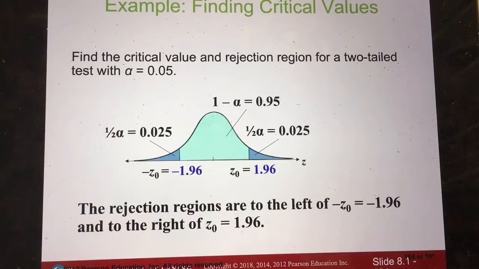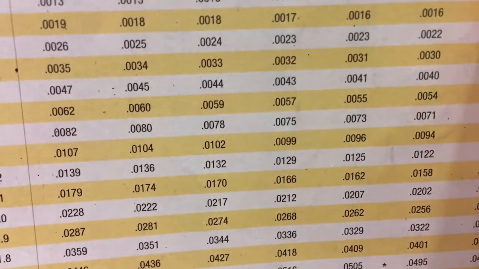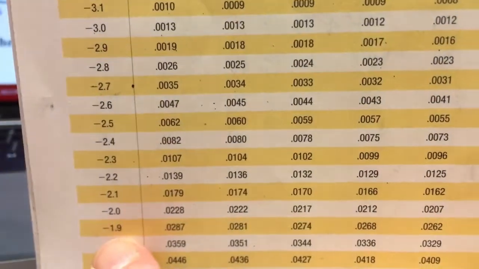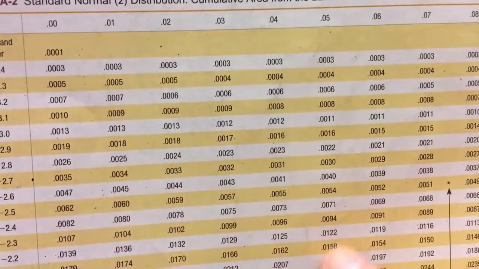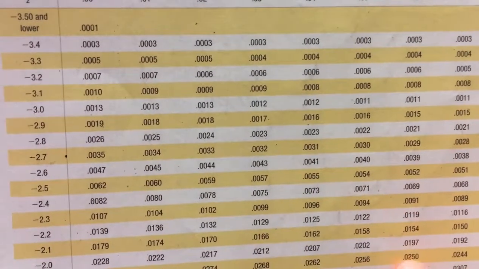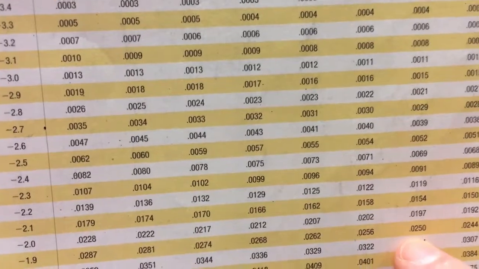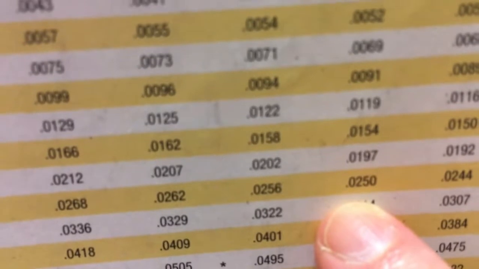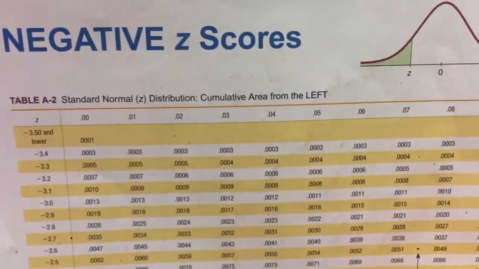All right, and so if you look at your chart, right here, we've got negative 1.9. We follow it across till we get to the 6 column right here, and we're going to go to 1.96. And guess what it has? 0.025 as the area under the curve. Okay, so that's on the left-hand side. That's the negative z-score chart.